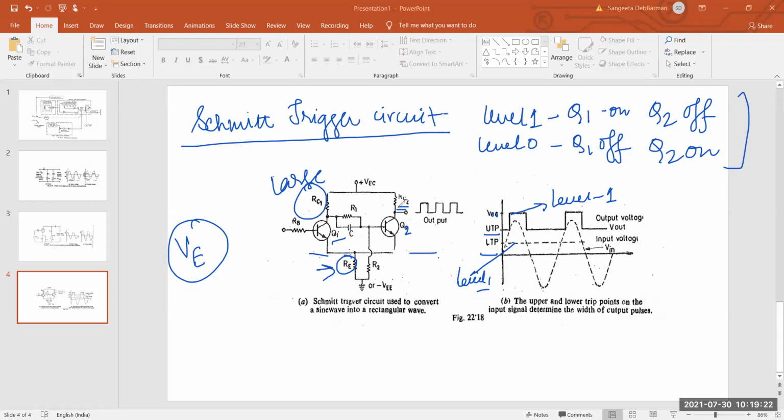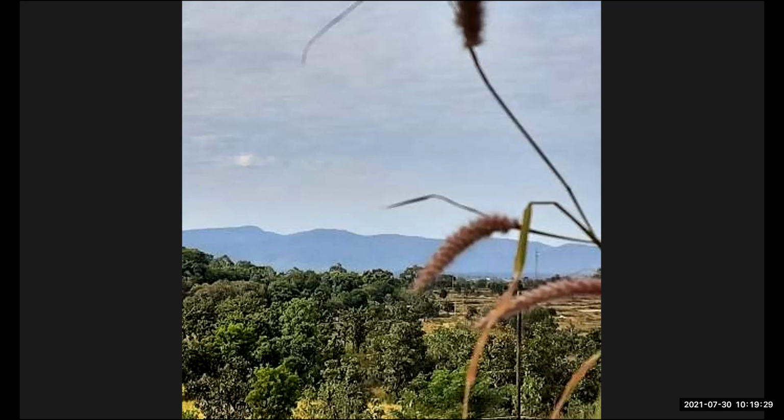Now, next we will move on to the function generators. So, square wave generators, sorry, next we actually have the function generator. Okay, so Schmitt trigger is done. Next we have function generator.